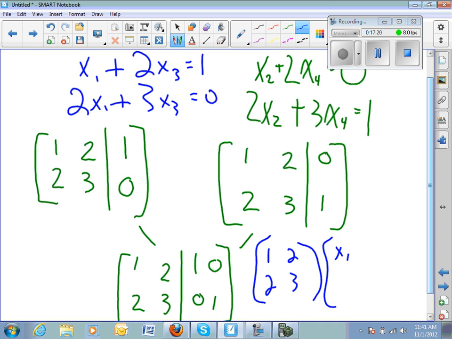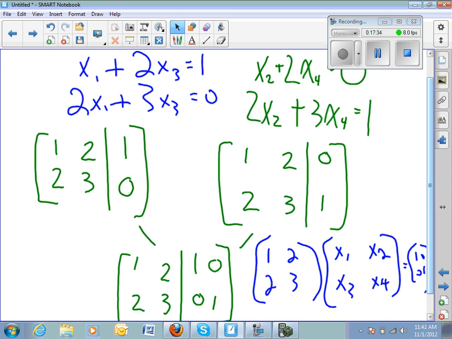2 goes, hang on a second. Yeah, x sub 2, x sub 3, x sub 4 equals, and then our 1, 0, 0, 1. So this is another way of writing this shortcut method. Because if I multiply these two matrices, I've got 1 times x sub 1 plus 2 times x sub 3, and that's got to be equal to first row, first column entry of the product, which is 1. Well, that's just this equation up here.